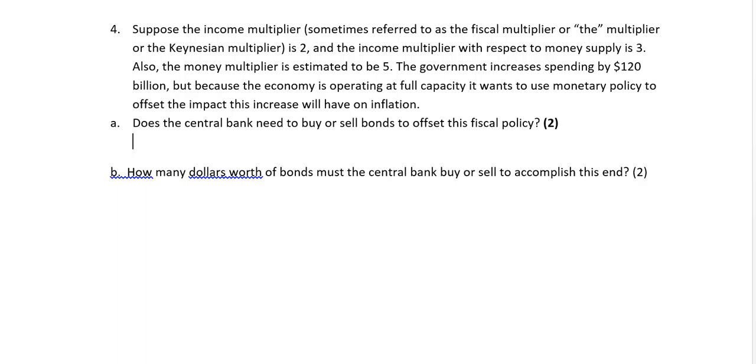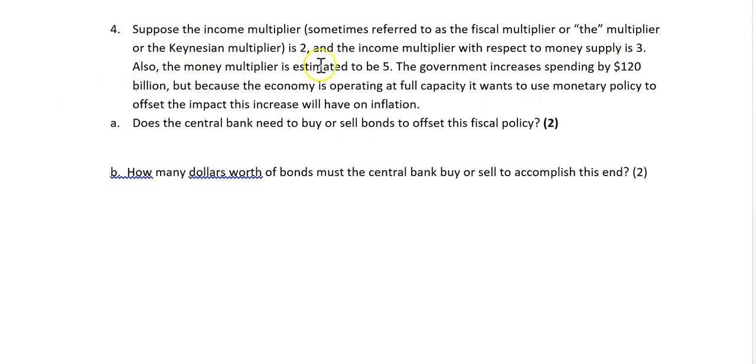When the Federal Reserve increases or decreases the money supply, it affects interest rates, and interest rates affect spending on new output, and that shifts the aggregate demand curve left or right. And what we're saying is that the multiplier for fiscal policy is 2, and the multiplier for monetary policy is 3. Now, let's look at the second part.